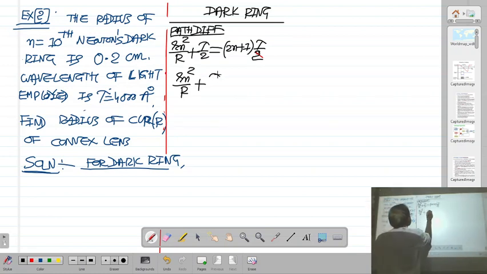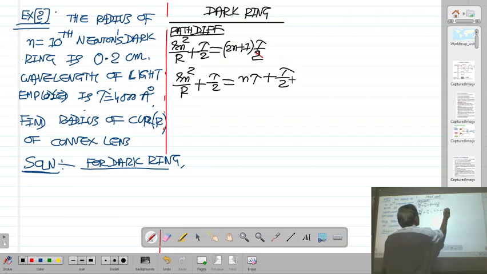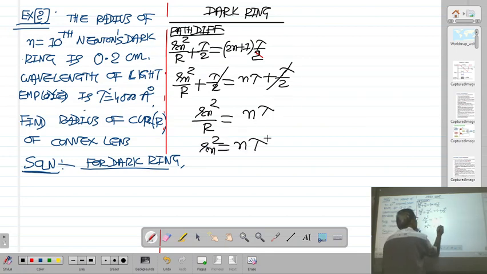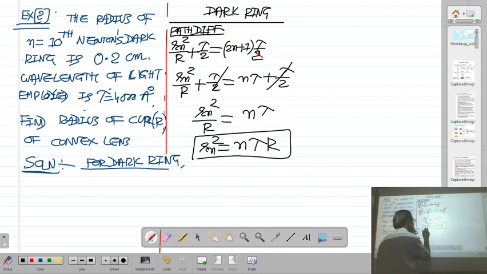So small r square upon capital R plus lambda by 2 is 2n into lambda by 2. What is 2n into lambda by 2? It is n lambda plus lambda by 2. So this is cancelled. So small r square upon capital R is n lambda. So small r square is equal to n lambda R. We will use this equation.